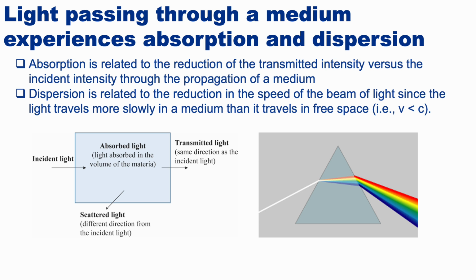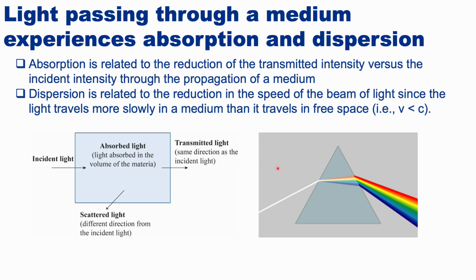So absorption is represented here on the left side. What that means is that you are putting light on the medium, but the light can be absorbed by the medium or can be scattered. And when it is scattered, it goes in a different direction from the incident light. And then you are going to have some light that is transmitted, right? So absorption often accounts for how much light has been transmitted versus the incident light.